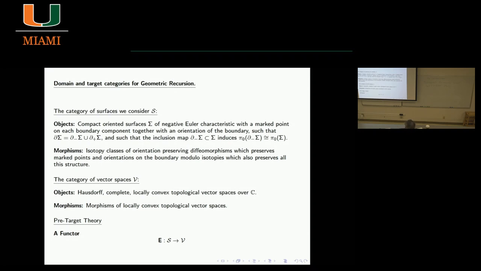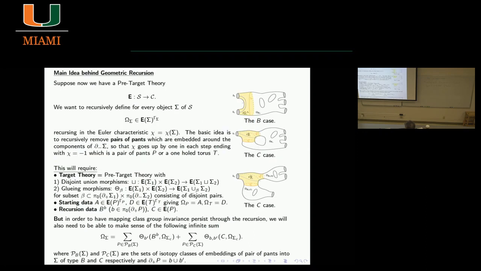And then morphisms are just the standard morphisms of locally convex topological vector spaces. And so a pre-target theory is simply a functor from this kind of surfaces here to this kind of vector spaces here. Good. And so here in this one slide is the whole idea behind geometric recursion and its setup. So we suppose up at the top here that you're given a pre-target theory, so that means a functor from S to C. We now want to recursively define a vector that is mapping class group invariant at each of these vector spaces. We will recurse on the Euler characteristic.